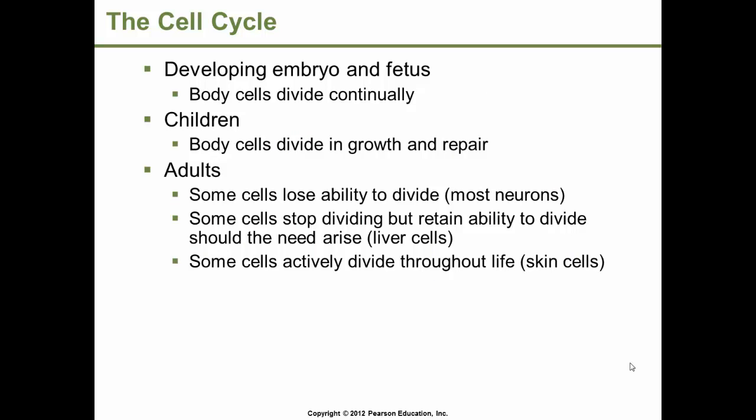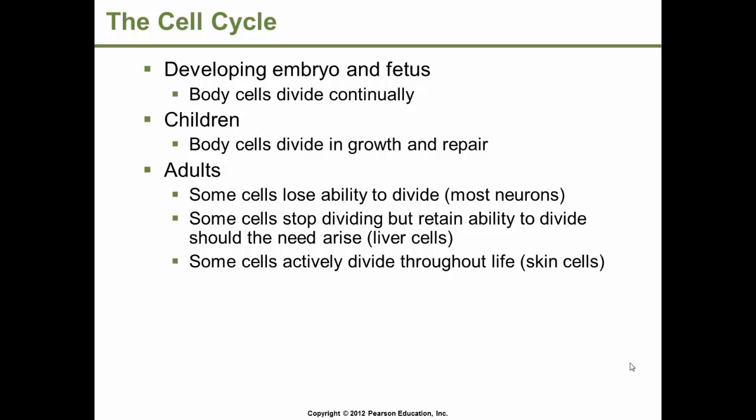In the developing embryo and fetus, mitosis still occurs. Body cells divide continually. In children, body cells divide for growth and repair. In adults, specialized cells such as nerve cells lose their ability to divide. They enter a stage known as G0, wherein they carry out normal functions, yet they do not undergo mitosis and divide.